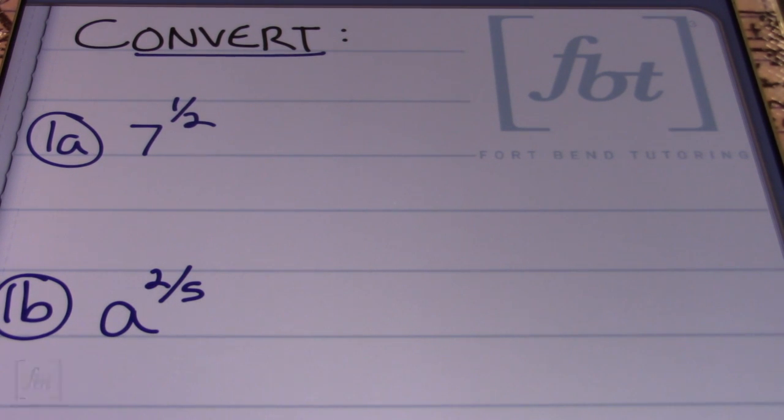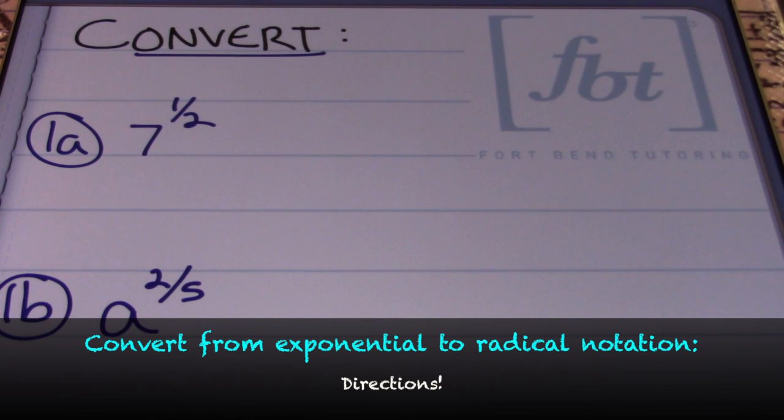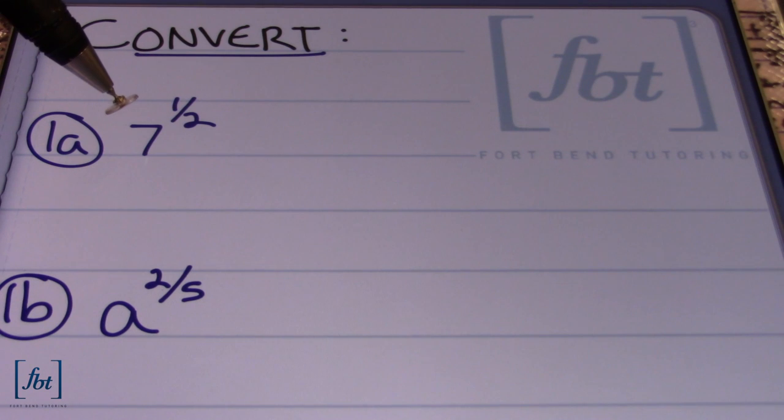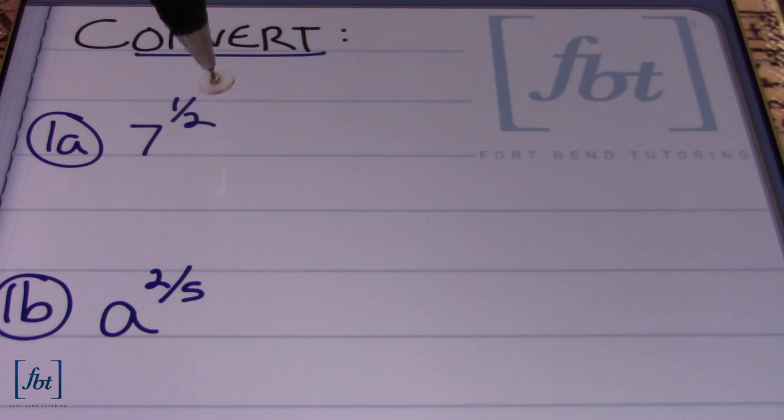All right. So anyway, we are on 1A now. They're asking us to convert 7 to the 1/2, and we will be converting this exponential form into radical notation. We have our problem written in exponential form here. We have a base raised to an exponent. What you should know is that the denominator of your fraction is the index of the radical.